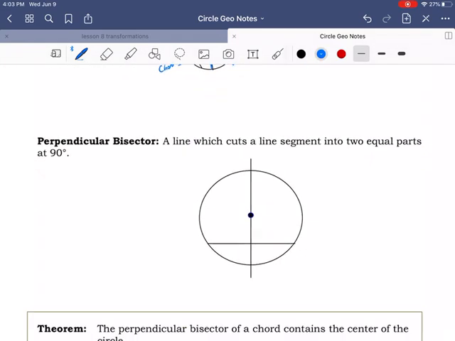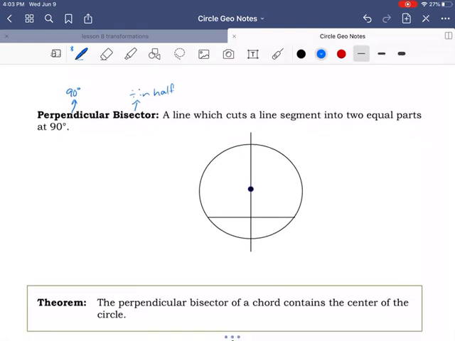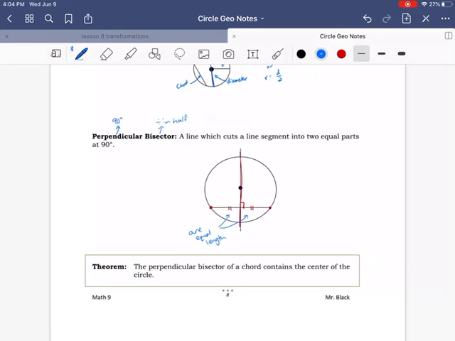Here's another definition, a perpendicular bisector. So perpendicular means 90 degrees, and bisector means to divide in half. So here's the theory. The perpendicular bisector of a chord contains the center of a circle. So we are going to say that if this diameter, so this chord here, this perpendicular bisector is going to cut this chord in half. So this is equal to this, and it meets it at 90 degrees. Okay, you need to note that these two sides are equal length.